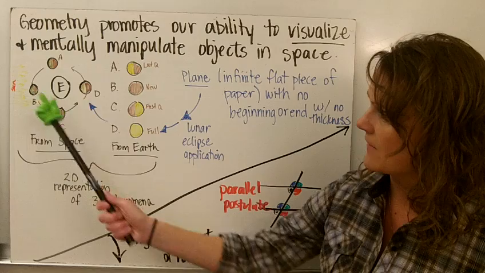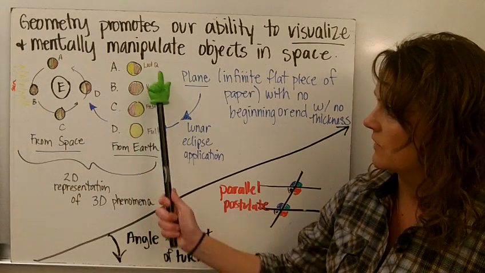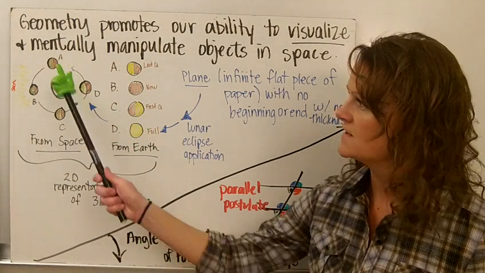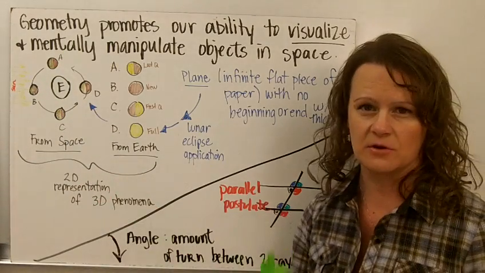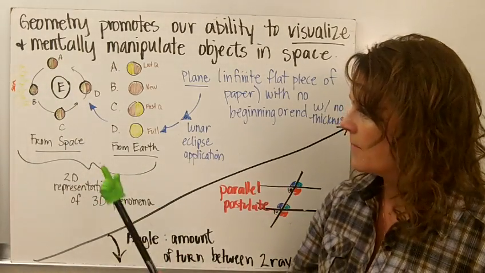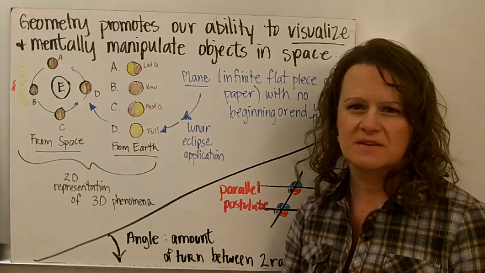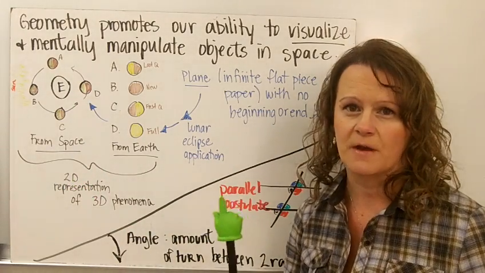So if you can see here, I've correlated each of these phases of the moon, the last quarter, new, first quarter and full, to each of the positions that you would see from space. And you can see that it's quite a bit different. Your perspectives make that different. But also remember, this is just a 2D representation of a 3-dimensional phenomenon.